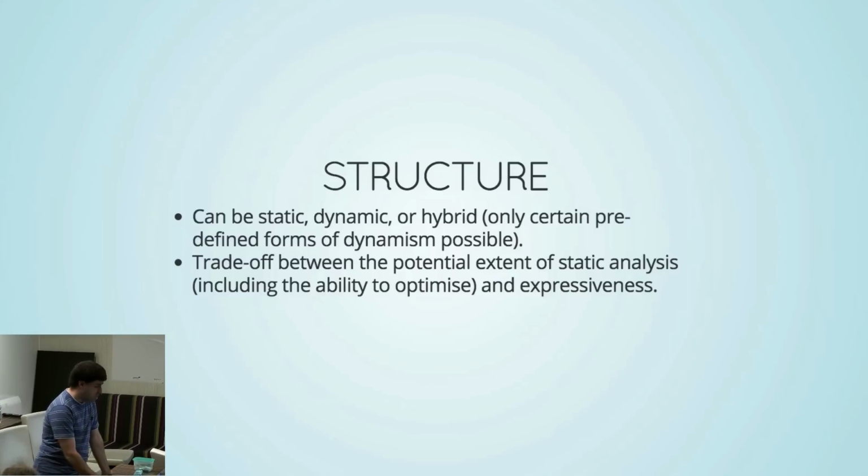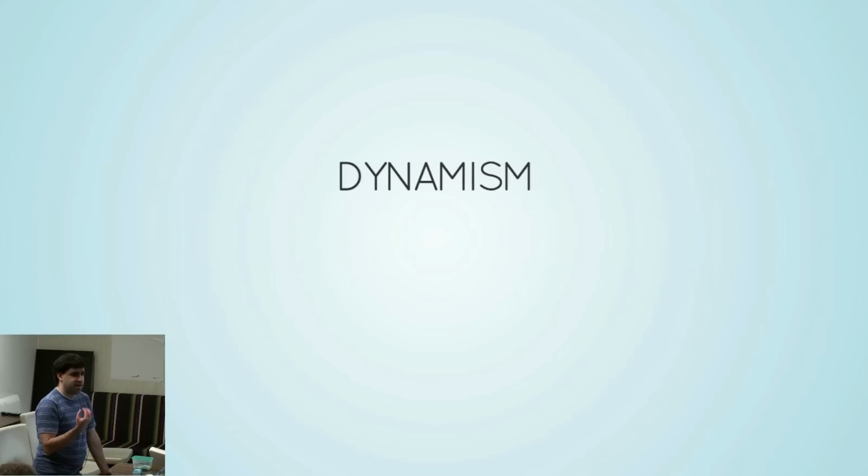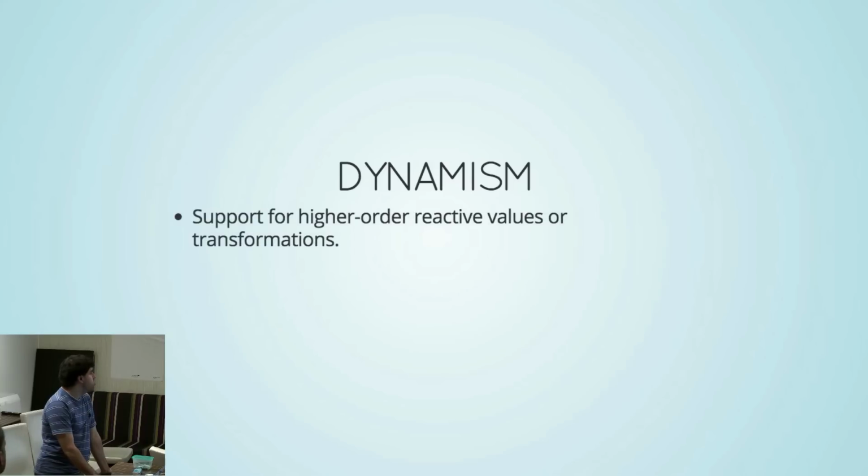So what does it look like? Like, how do we add dynamism? What kind of combinators do we need? I'll just give you two short examples, but the gist of it is that they need to be somehow higher order.